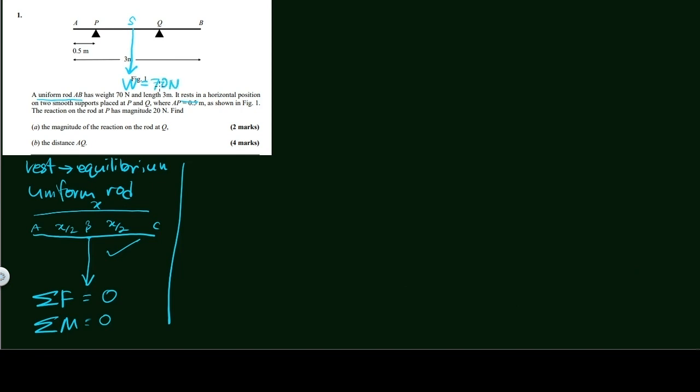So here we have one force. It rests in a horizontal position on two smooth supports, P and Q, where AP is 0.5, already drawn there. The reaction on the rod at P, RP, is 20 Newton. So we have two forces here. Find the magnitude of the reaction on the rod at Q.